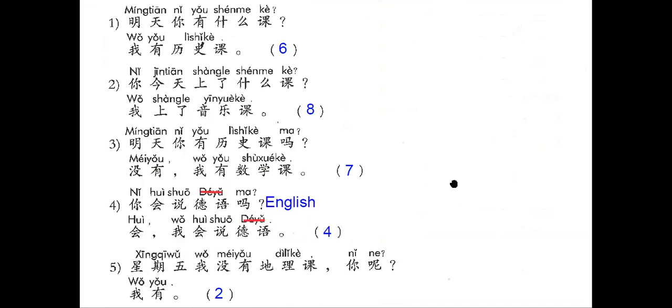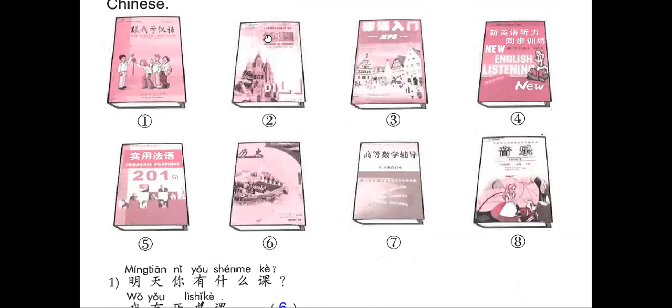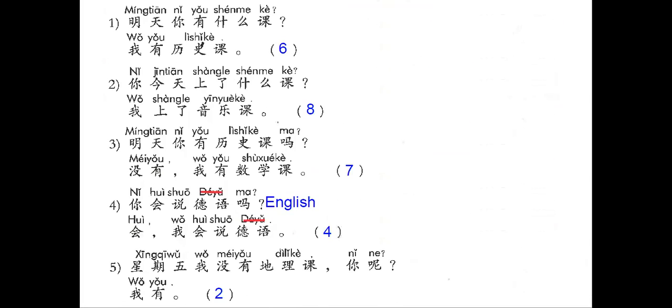And the last one, 星期五我没有地理课，你呢？我有地理课 geography. And number 2, as you can see here, we have the characters for geography. Okay, so with this, we've finished correcting these 5 sentences. Please check your answers, and we're going to continue with the next activity.